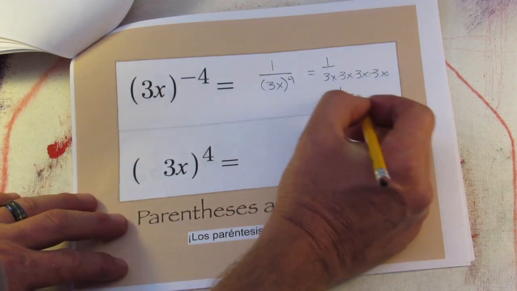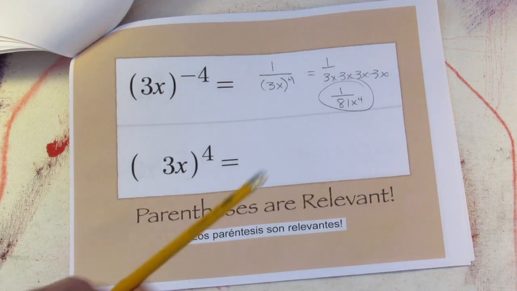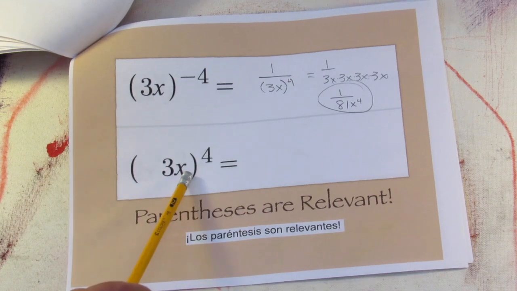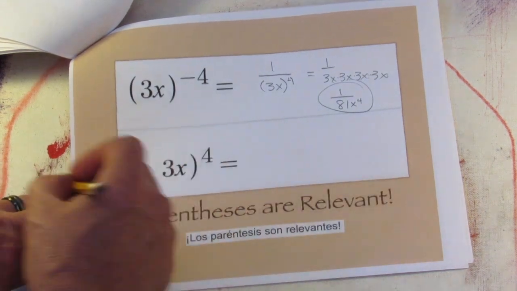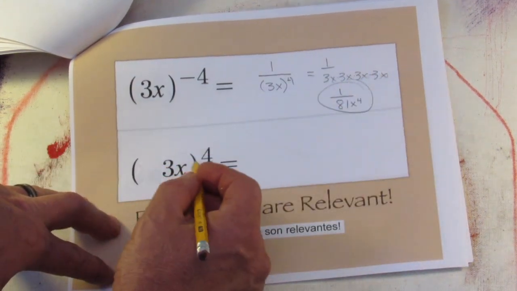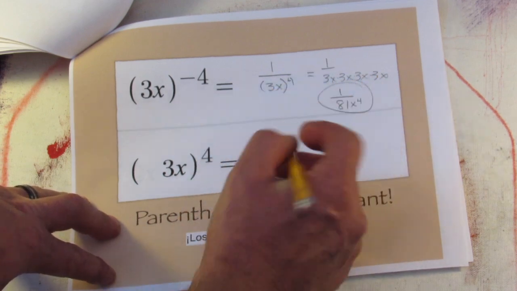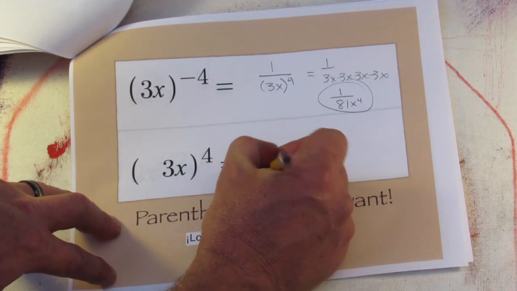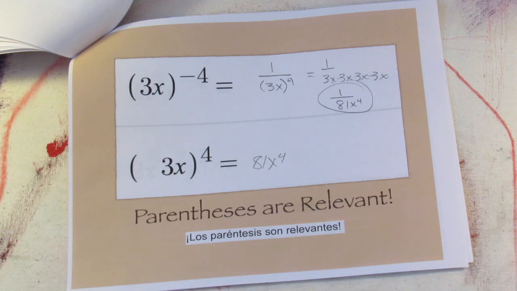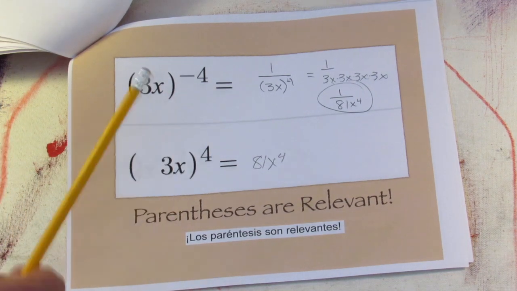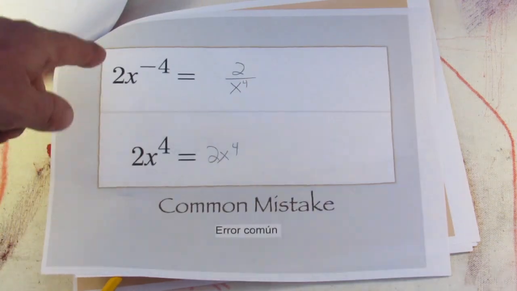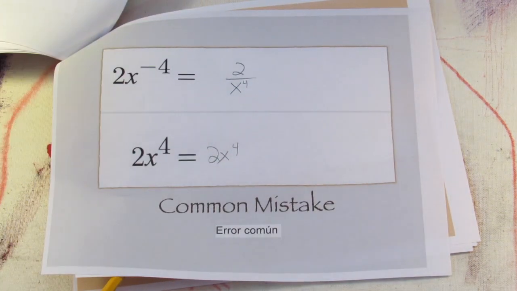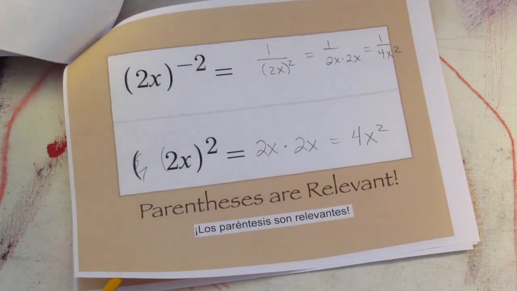Pretty cool. Okay, I'll bet you can tell right now that this is going to be 81x to the 4th power. 3x times 3x times 3x times 3x, just like I did here in the denominator of this one, and I get 81x to the 4th power. So just really, really master this parentheses thing. These guys were not in parentheses, so it's only the x that is taken to the negative 4th power, etc.